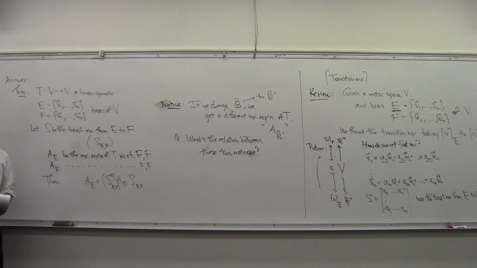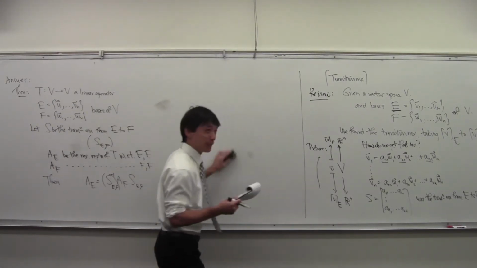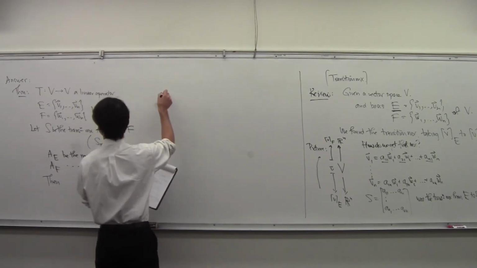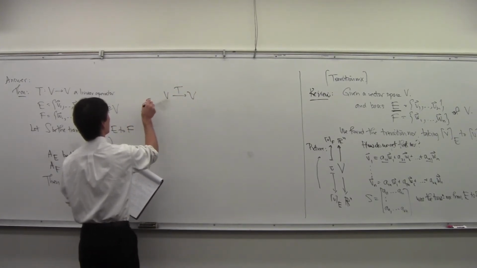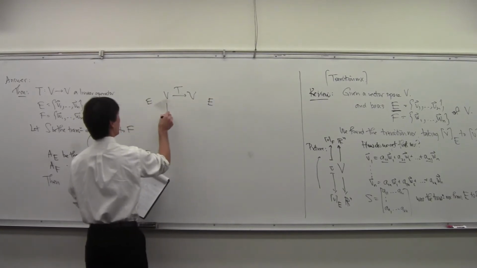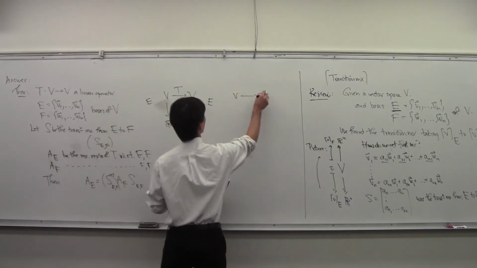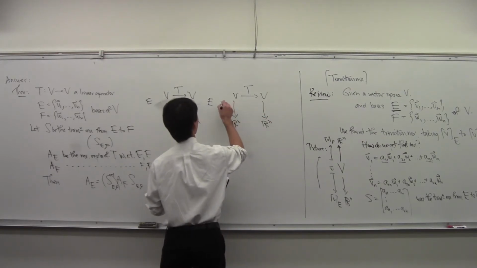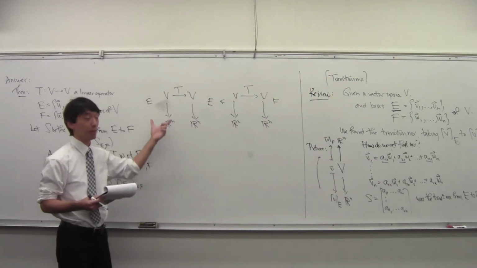Lizzie, what is it? Wait, what do A sub E and A sub F represent? Okay, so remember what we're talking about. We have T going from V to V, right? We have two bases: the E basis and the F basis. Each of those creates a coordinate map, a coordinate vector map.